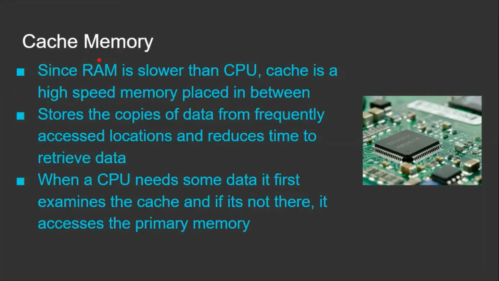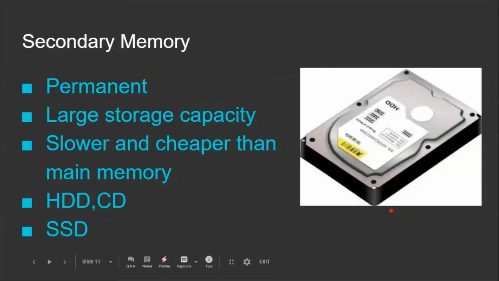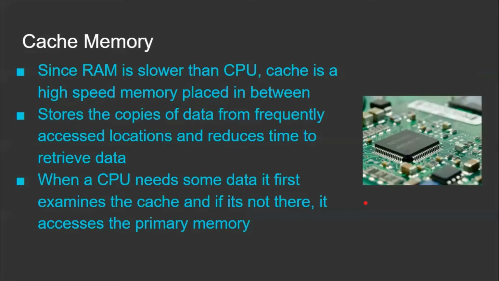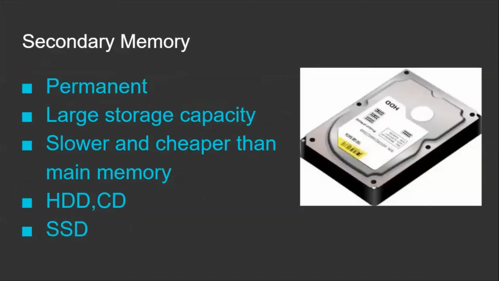And this is also used in many online platforms like frequently visited websites. They use this in servers. That's a different story. And when the CPU needs some data, it first examines the cache. And if it's not there, it accesses the primary memory. So this is how the RAM and the CPU actually interact with the cache. That increases the efficiency of the computer, which can otherwise be slowed down if you have to access the primary memory every time. That can take a lot of time.